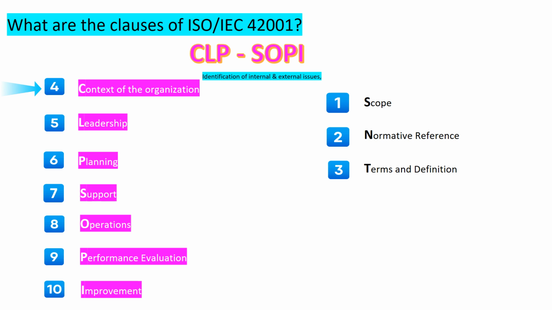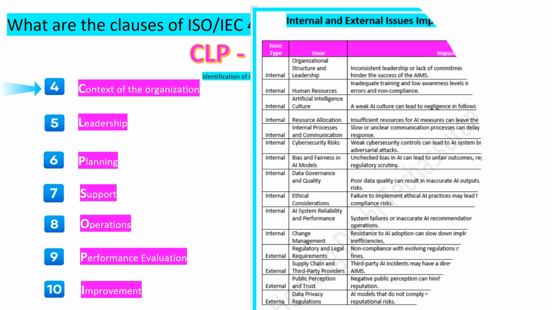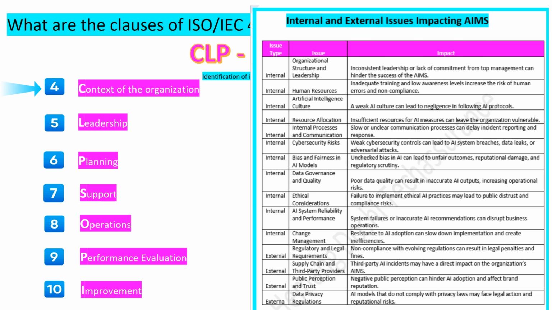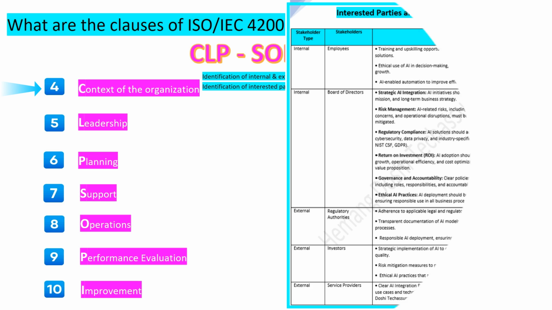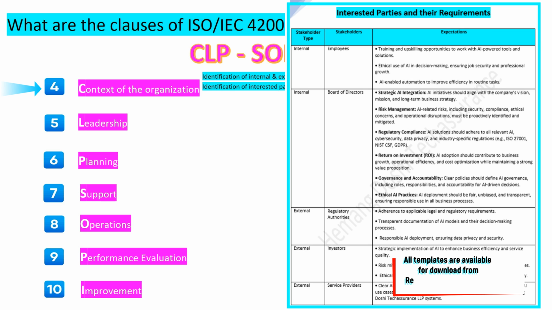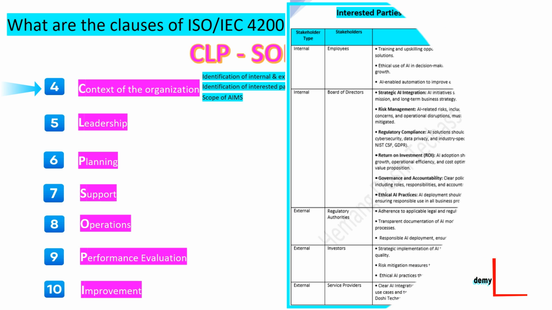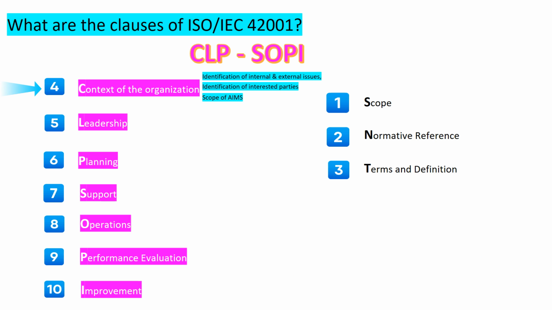Context of the organization requires that the organization needs to identify the internal and external issues which can have impact on AIMS, and to identify interested parties and their expectations from the organization with respect to AIMS. It also requires defining the scope of AIMS. In our subsequent lecture, we will discuss in detail how to implement this requirement.